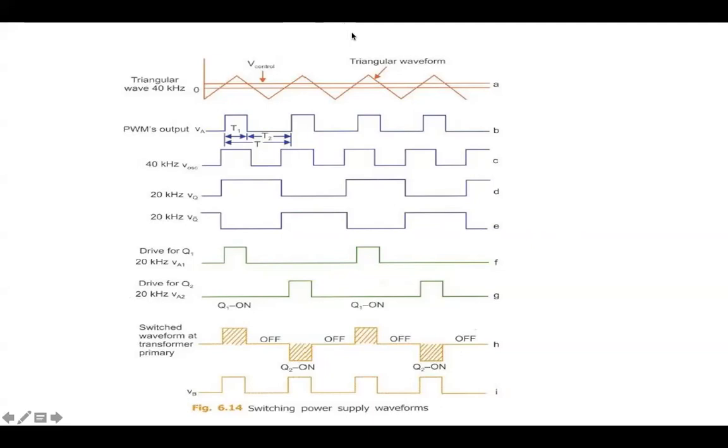So I think we will end our session here. And maybe in our upcoming class we will look into 555 timers and phase lock loop and DACs.